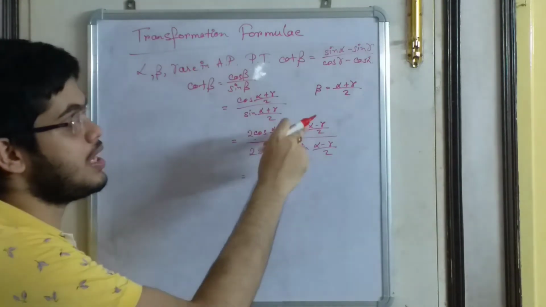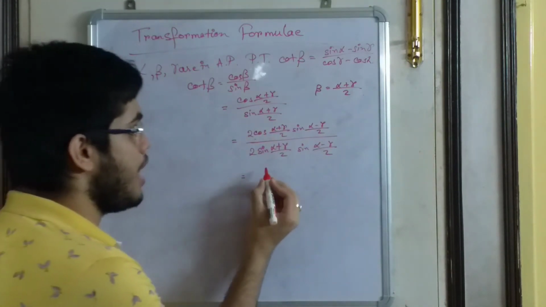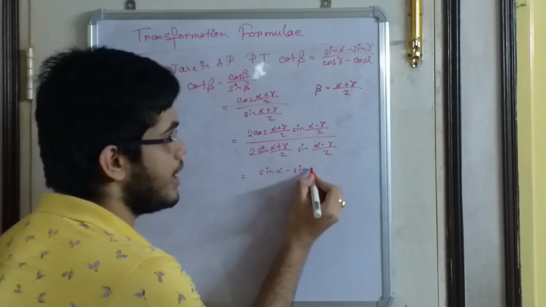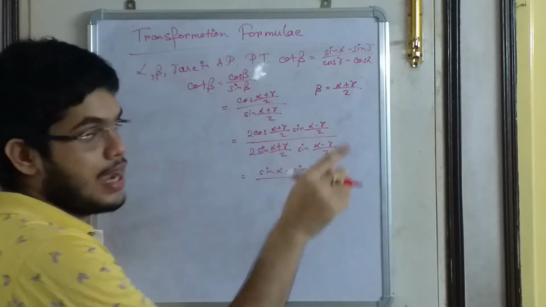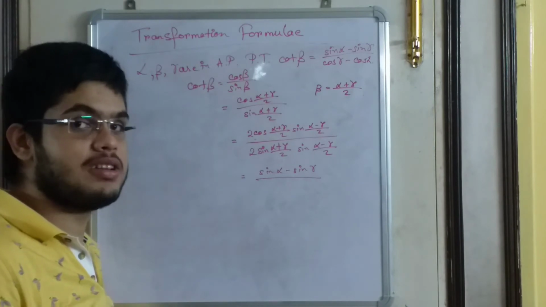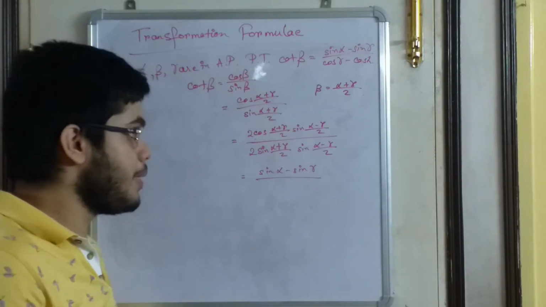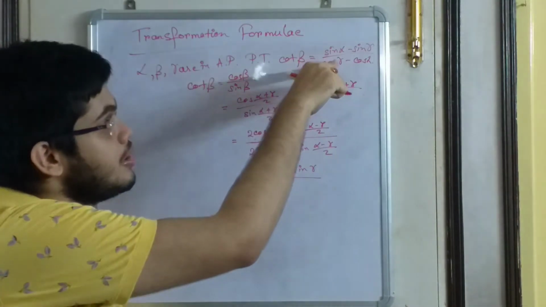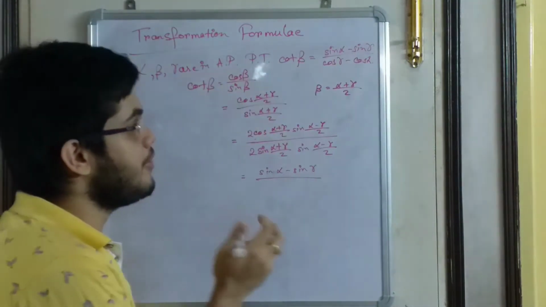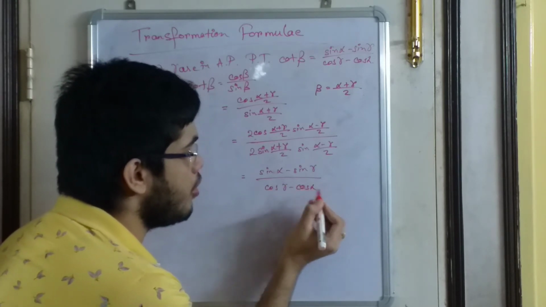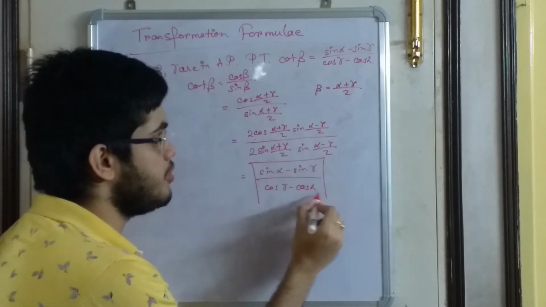So sine of A plus B, what is here? Alpha plus gamma by 2 plus alpha minus gamma by 2. So that will give alpha, and A minus B will give gamma. So sine alpha minus sine gamma, and here 2 sine A sine B. The 2 sine A sine B formula was cos of (A minus B) minus cos of (A plus B). So cos of A minus B will give gamma, and A plus B will give alpha. So cos gamma minus cos alpha. Okay, so this is how we prove this.